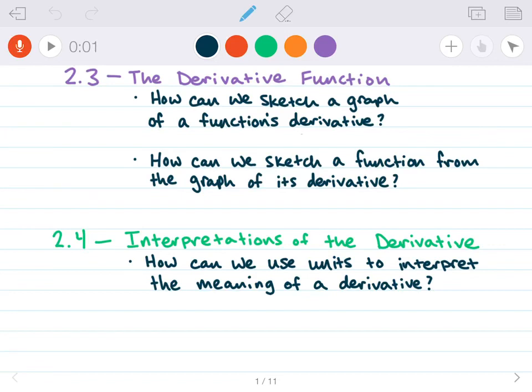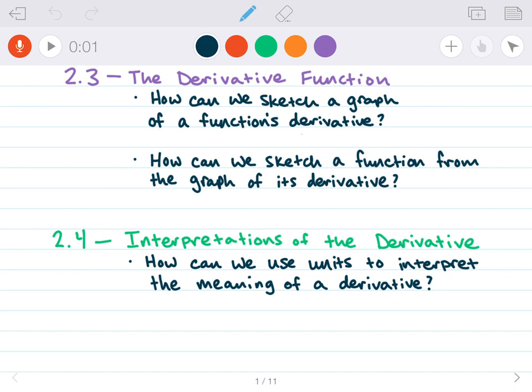All right, hey guys. In this video, we are going to take a look at Chapter 2, Section 3. We're going to talk about the derivative function. And the first thing we're going to do is look at a certain function, and then graph its derivative based on how the function looks. And then we're going to go backwards. We're going to look at the graph of the derivative of a function and then sketch a possible function.